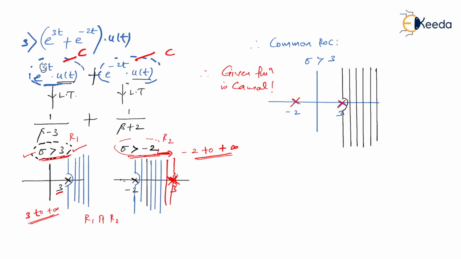Am I right? So you have to only remember that the ROC is present to the right hand side with respect to the rightmost pole. So with -2 and +3, which is the rightmost pole? Of course, it is +3. Then the ROC should be taken to the right hand side of the rightmost pole. So I'm sure you have understood and you have come to a particular conclusion. Let's move to the next question.